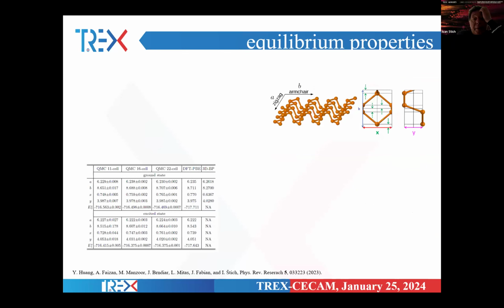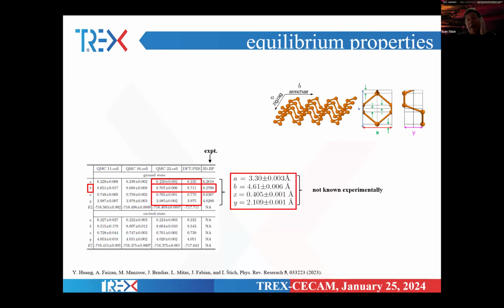Okay, let me start with equilibrium properties. I will be comparing with the 3D black phosphorus crystal. The first thing you see in the structure is that this B parameter in the armchair direction is much larger than in the crystal. Can we understand it? I will show you that we can. The other thing we can see here is that these QMC results are very similar to DFT PBE.